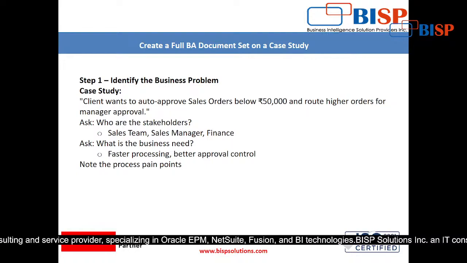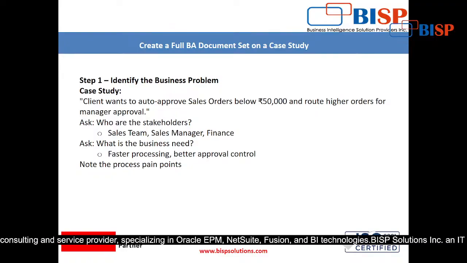First of all, step 1: identify the business problem. The very first step is this only. Identify the business problem means what the problem exactly is, because that is why the client comes to you. So what is the case study? The client wants to auto approve sales orders below 50,000 and route higher orders for manager approval.